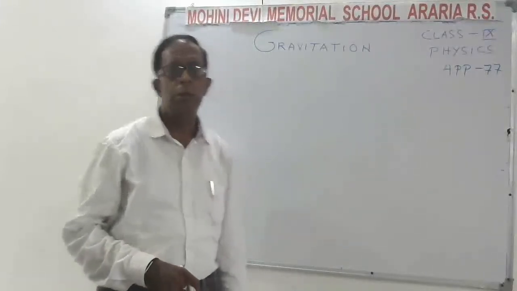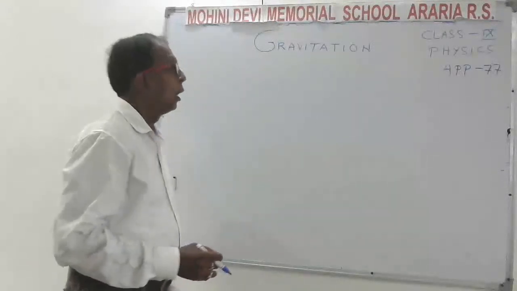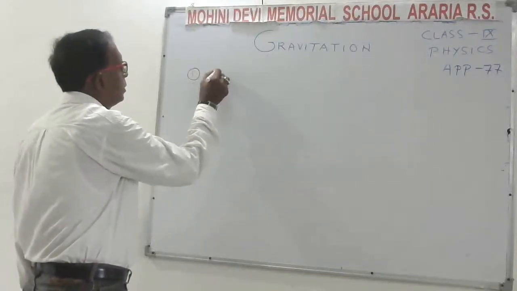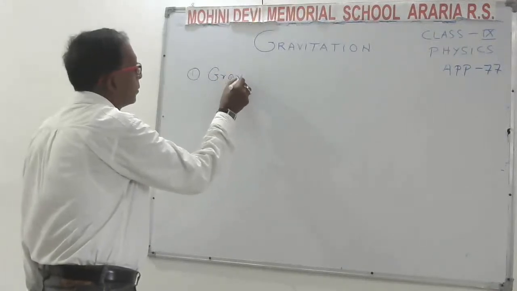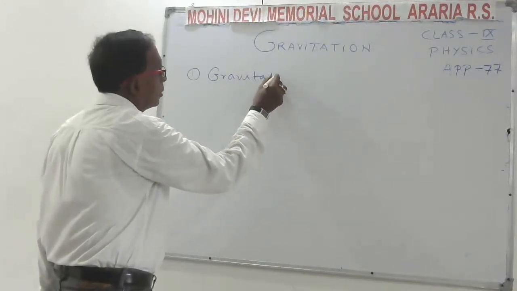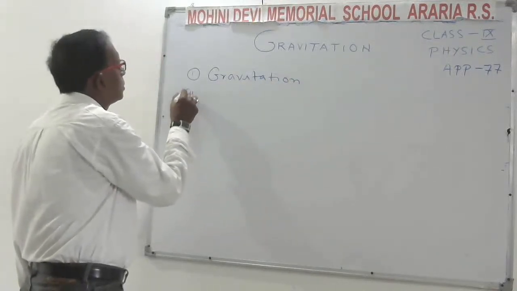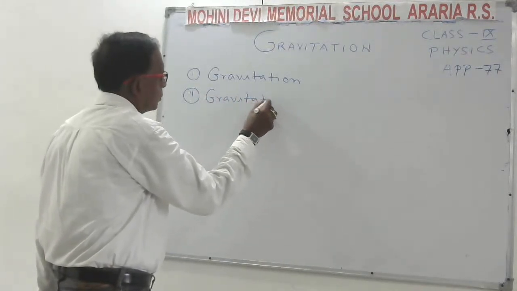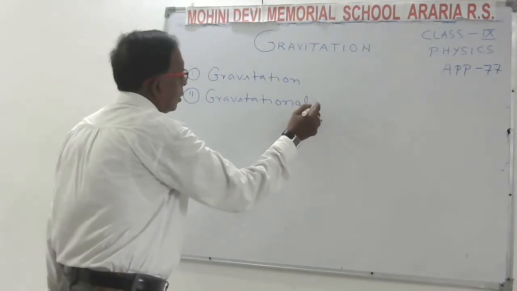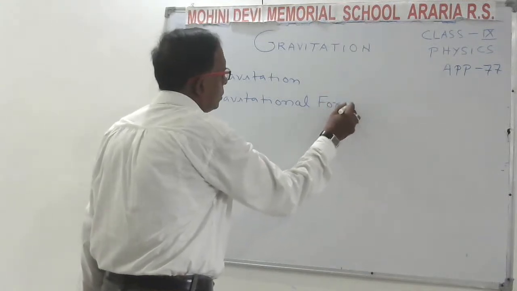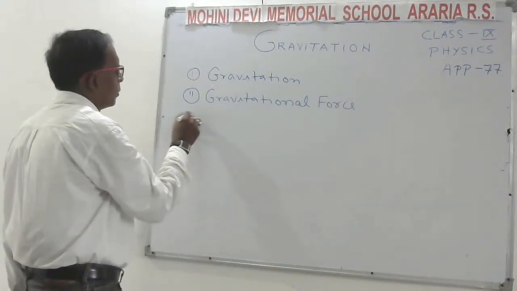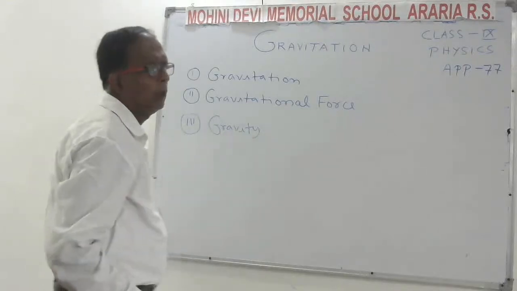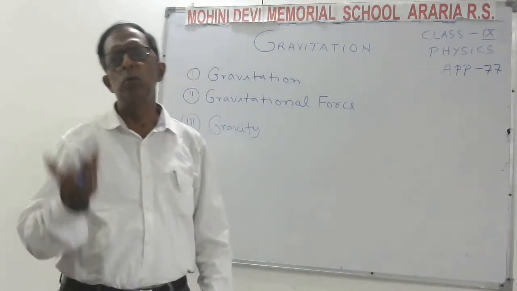In this chapter, to learn this chapter, we use three terms. The three terms are gravitation, second term is gravitational force, and third term is gravity. In a general way, all terms are used as gravitation.